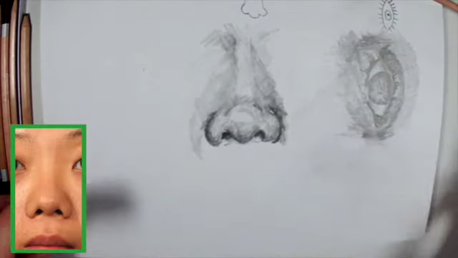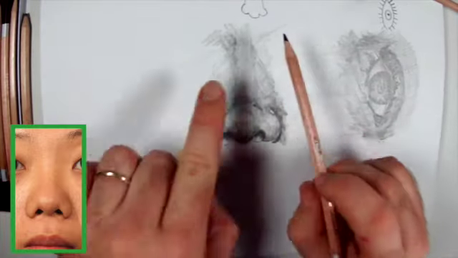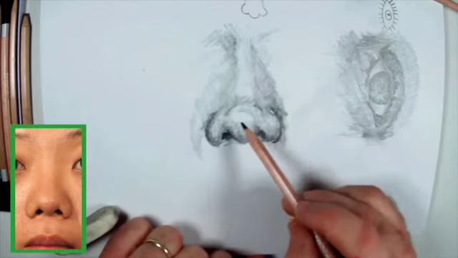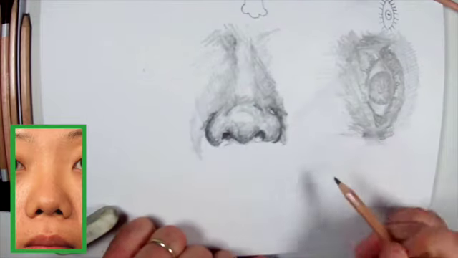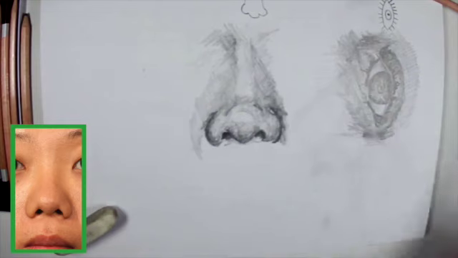So these are some basic steps. Again, think about where the ridge is, establish the sides, go in, determine where the tip and the nostrils are with some light circles, and then it's just a case of going in and adding in some values. Again, paying very careful attention to your reference photo.